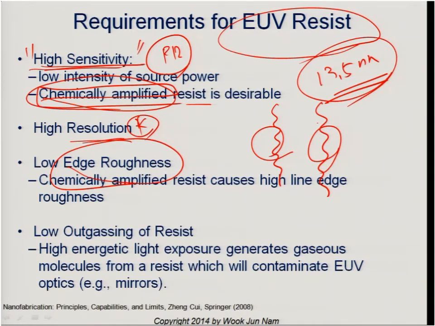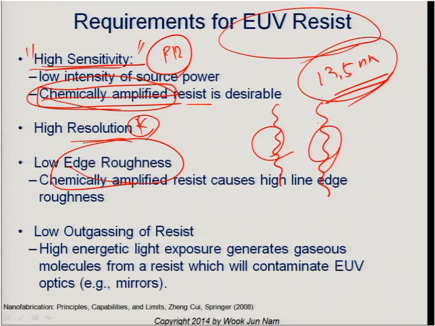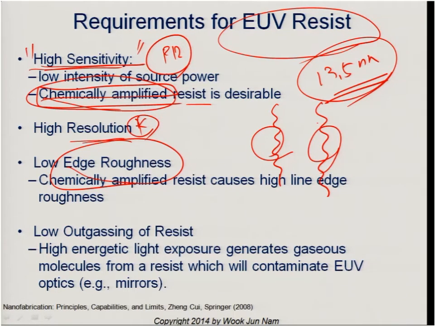13.5 nanometer wavelength light is very energetic light. So when that light directly illuminates the polymer layer, it starts to produce gaseous molecules. It starts to degas. Those gas molecules can diffuse into the optical systems and deposit on your mask and mirrors and those optical systems. That contamination will reduce the lifetime of the exposure tool. So that's another problem we need to solve to go to the EUV technique.